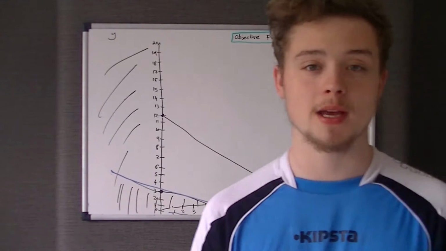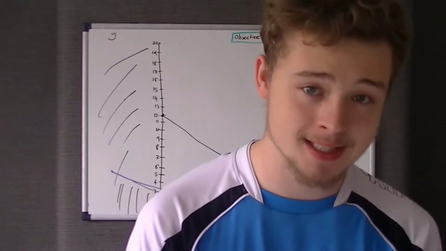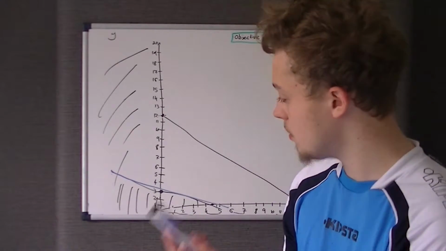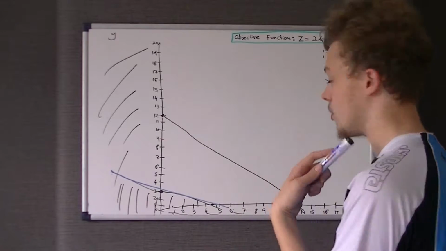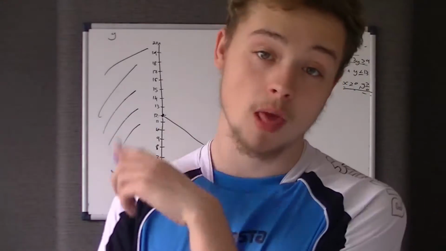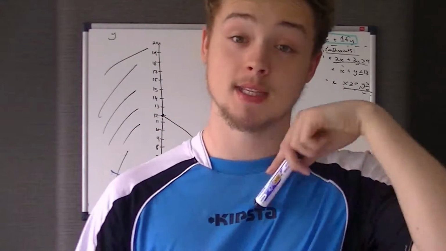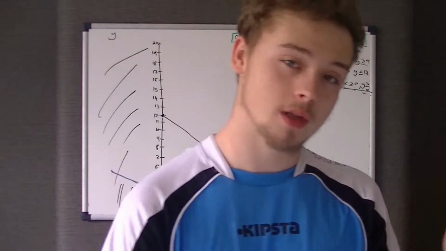But we're told the constraint is that x plus y must be less than 13. Well, as we shaded the left-hand side for a greater than, surely we shade the right-hand side when it's less than. Well, that's obvious.